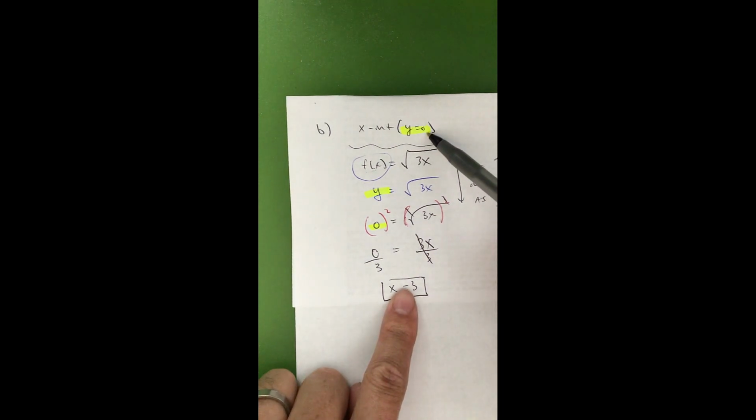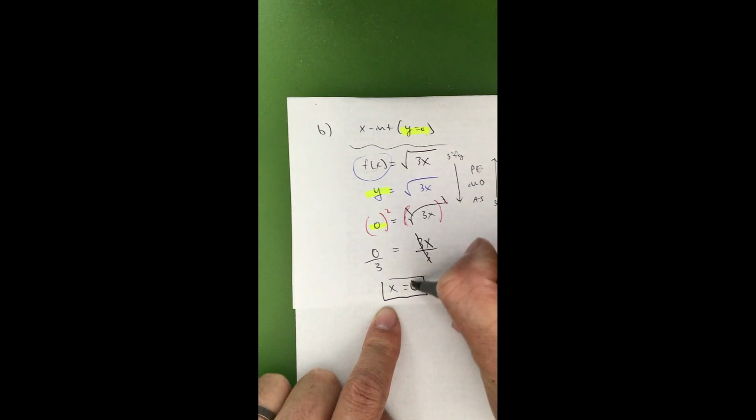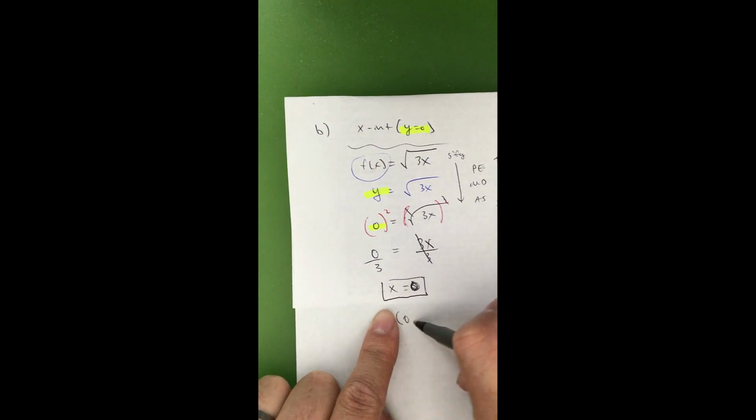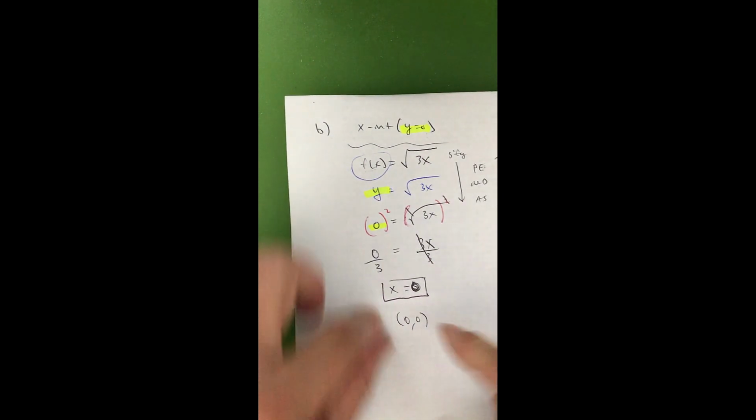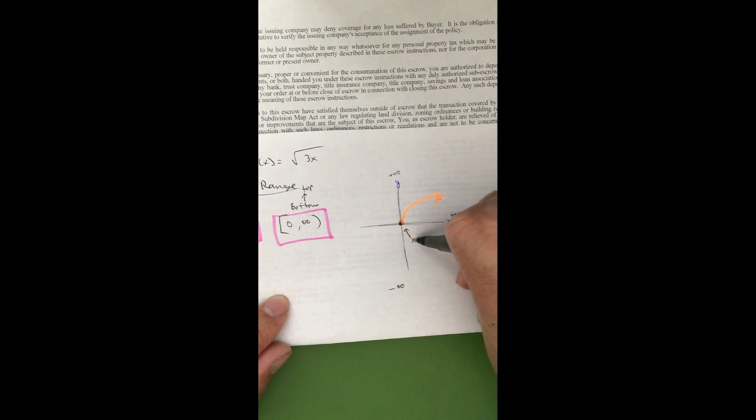So you'll notice that the ordered pair is 3, 0. Just kidding. 0 divided by 3 is 0, so x is 0. Well, if x is 0 and y is 0, then on my graph, this is my x-intercept. Do you see it? This is where it crosses the x-axis.